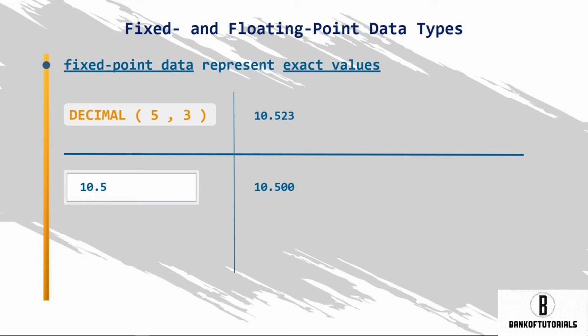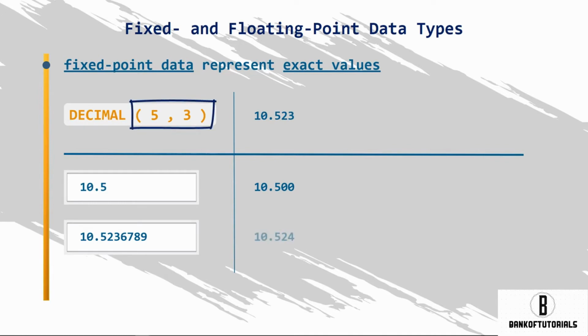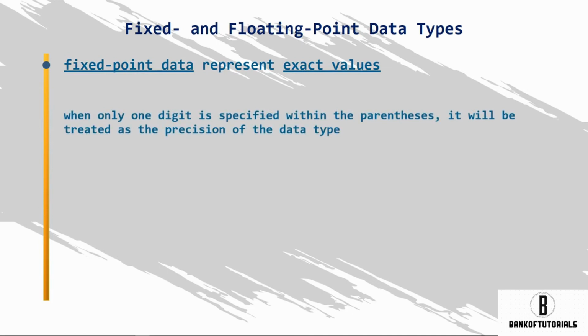However, if you insert a number with a larger precision, such as 10.5236789, SQL will round this number to a value that complies with the indicated structure, 10.524. And you will see a warning. This is just the way SQL behaves. Okay? Good.